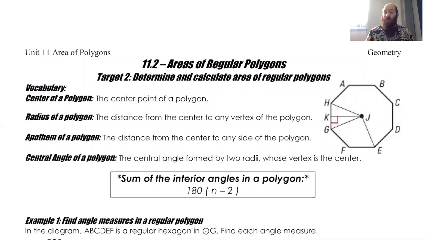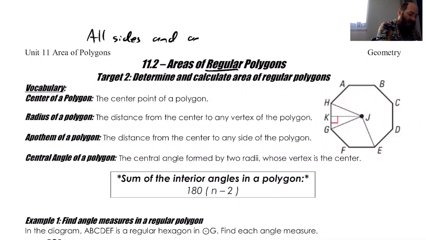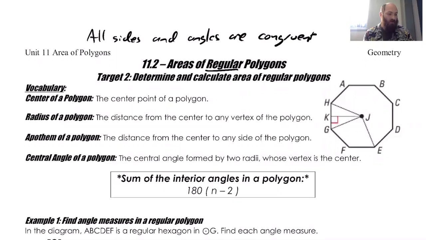Today we're talking about 11.2, areas of regular polygons. So let's talk about what a regular polygon is to start. That is a polygon where all sides and angles are congruent. Okay, so it's all sides and angles that are congruent.